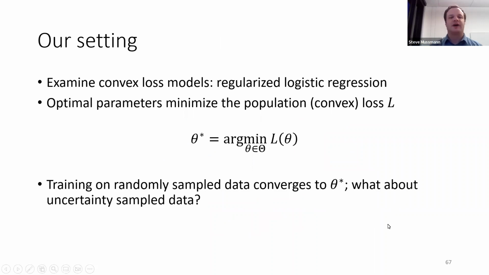We're going to be examining convex loss models like regularized logistic regression. And we'll define the optimal parameters, the right answer so to speak, as the parameters theta star that minimize the population convex loss, the loss averaged over the whole population of data points. Training on randomly sampled data converges to theta star under pretty mild conditions. What about uncertainty sampled data?